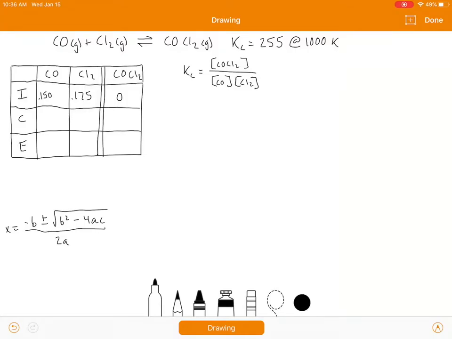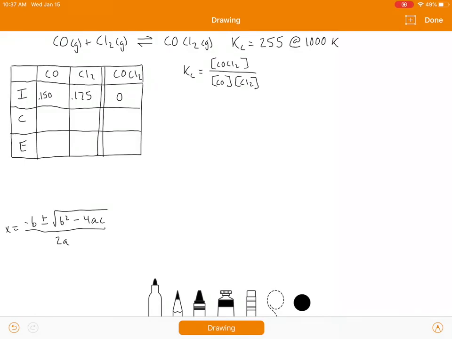Alright, so now I've picked out a problem that involves the quadratic formula in equilibrium. We are given carbon monoxide and chlorine to react until it gets to equilibrium. The K value here is 255 at 1000. We have our reactant concentrations of 0.15 and 0.175. And now we have to figure out the equilibrium concentrations.